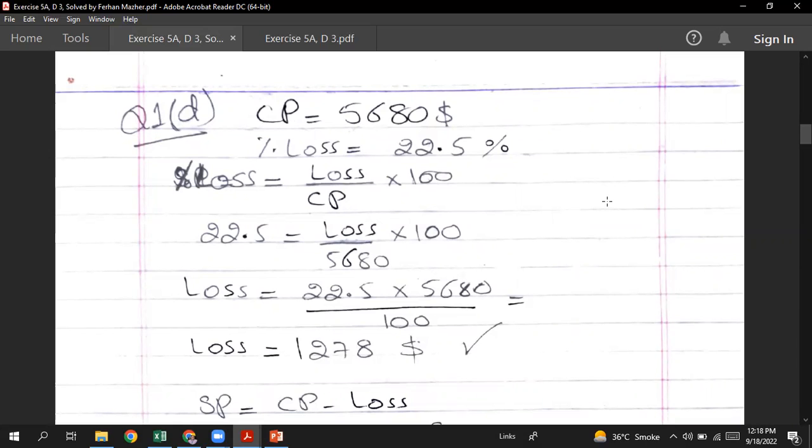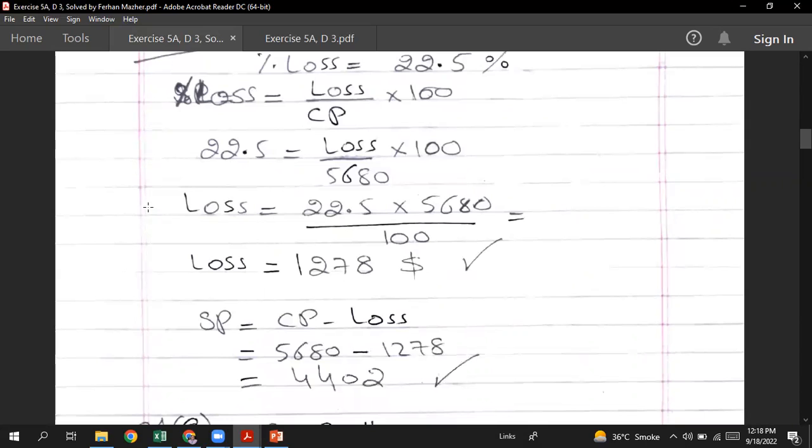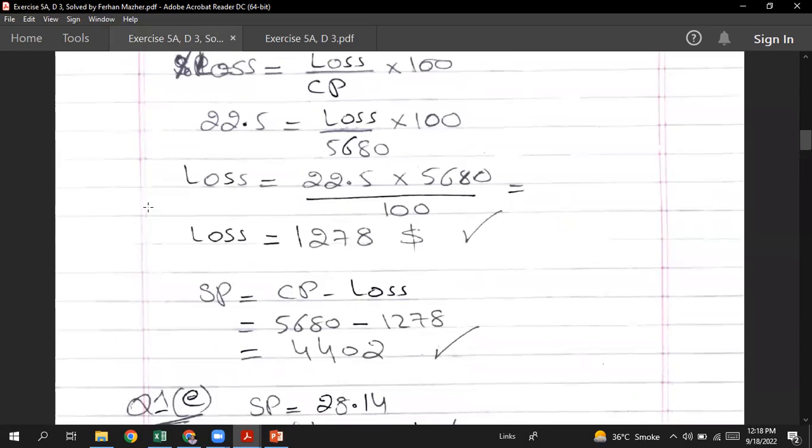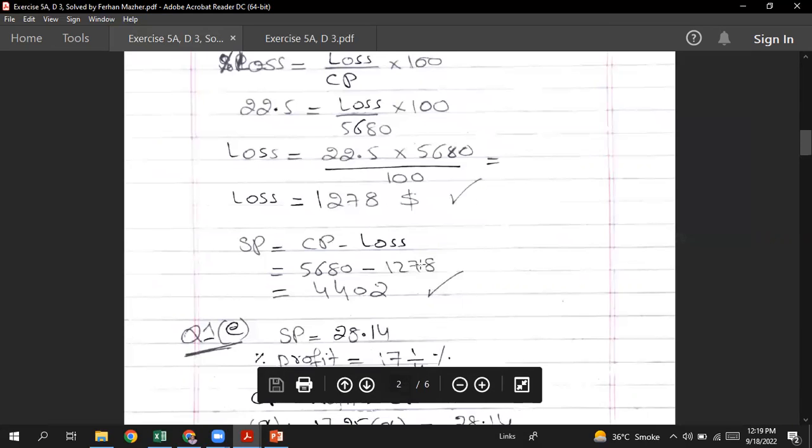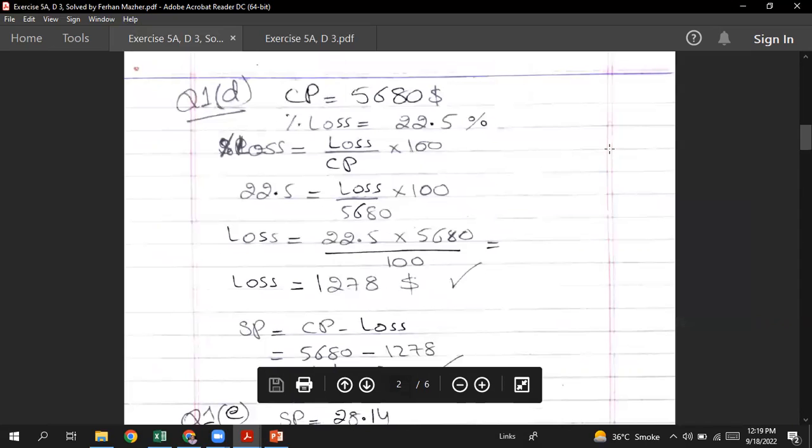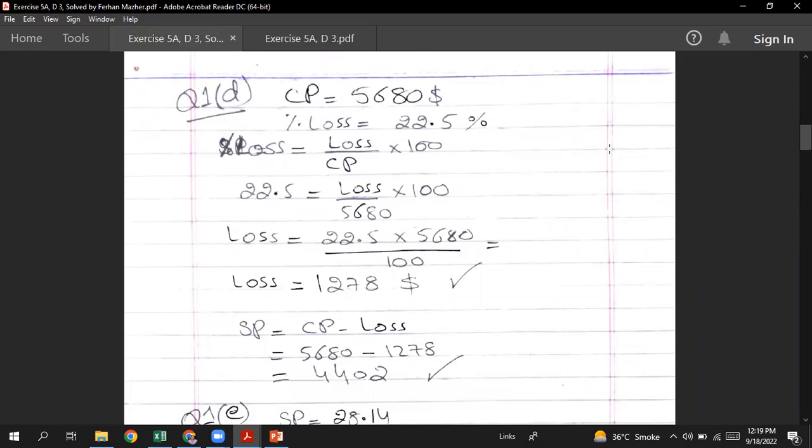$1,278. Now, if you want to find out the sale price, because it's loss, sale price will be cost price minus the loss. So 5,680 minus $1,278, and that will be $4,402. So let me reduce the size so you can see the whole question. Now the whole question one part D is showing up on your screen. I hope you can understand this.